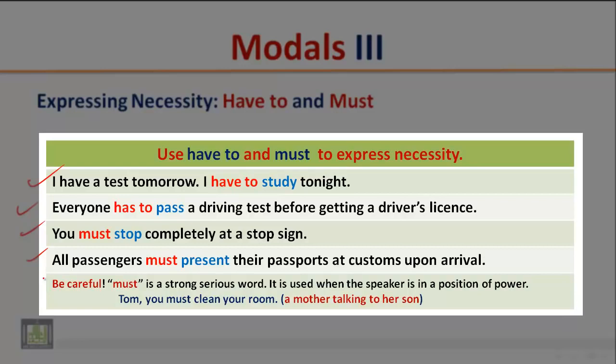The modal auxiliary in these examples is used to express necessity. Be careful. Must is a strong, serious word. It is used when the speaker is in a position of power. For example, Tom, you must clean your room. This example implies that a mother is talking to her son.